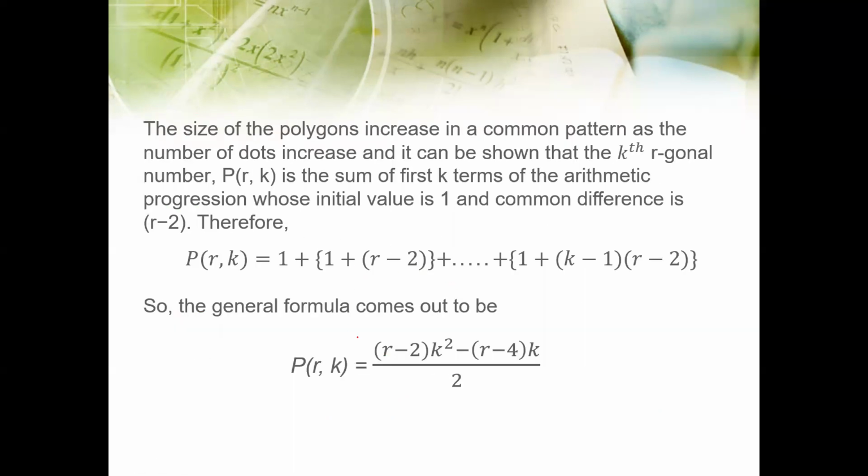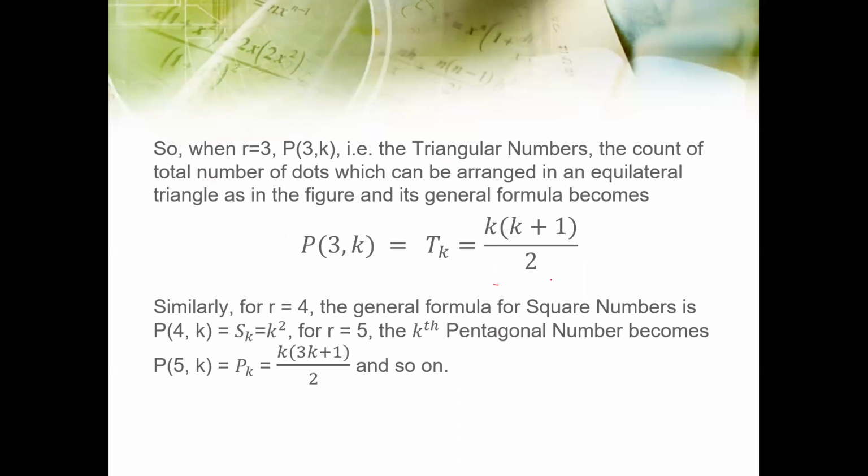So for r equal to 3, we get the triangular numbers like that, then square numbers like that, and pentagonal numbers are k times (3k minus 1) by 2, and so on. So this way we can find any polygonal numbers.